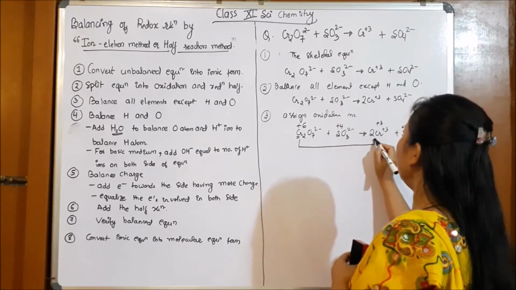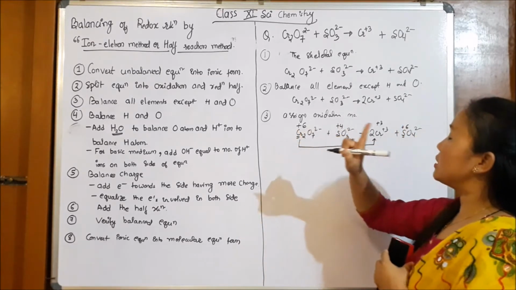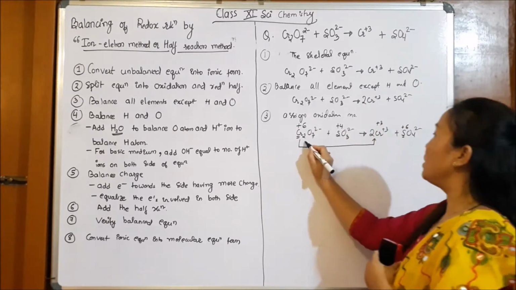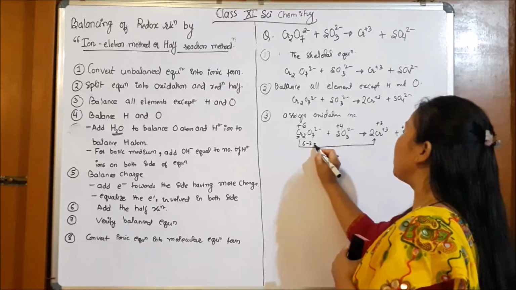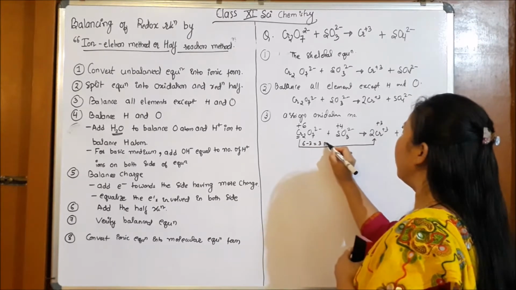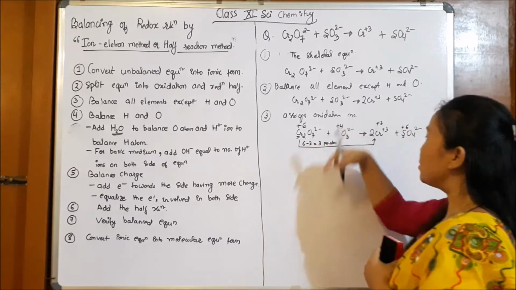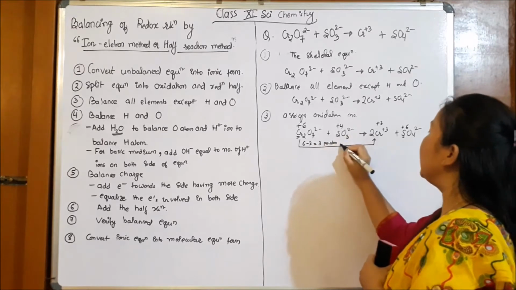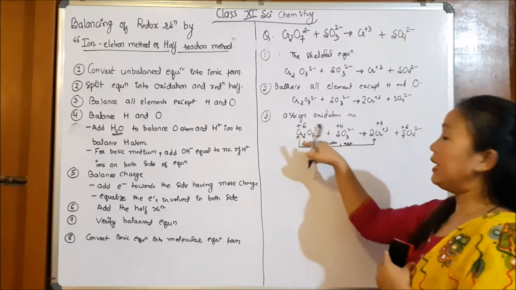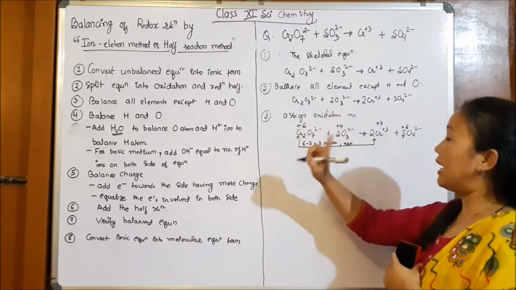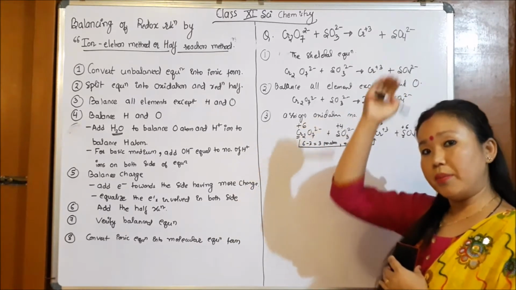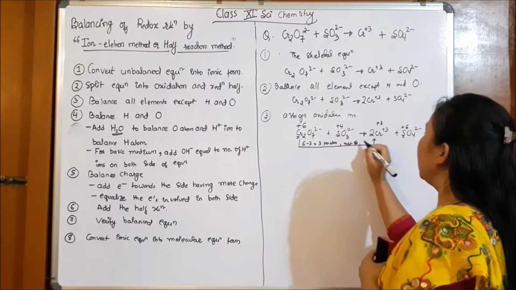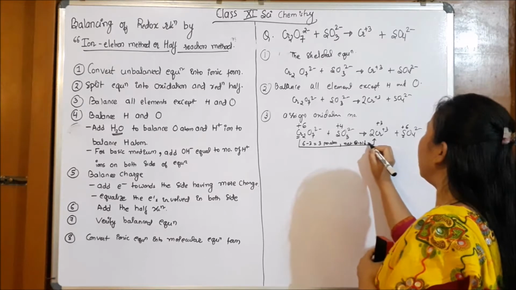Now see what is the change in the oxidation number. What is the oxidation state of one chromium? It is plus 6, and here plus 3. So what is the change? 6 minus 3 is equal to 3 per atom. So this is a decrease in oxidation number by 3 per atom. And what is the net? Since there are 2 chromium ions, if one has a decrease of 3, what will it be for two? 6, right? So the net decrease in oxidation number is 6.